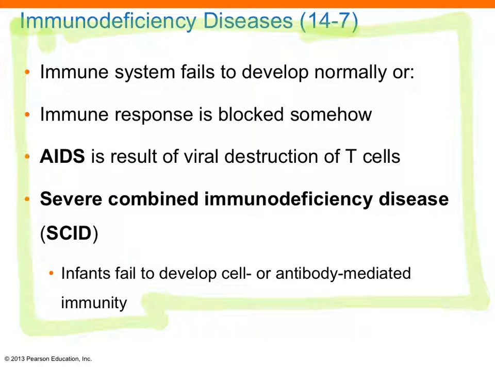There are certain diseases called immunodeficiency diseases. This is when the immune system fails to develop normally or the immune response is blocked somehow. AIDS is a result of the destruction of T cells. And SCID, severe combined immunodeficiency disease, infants fail to develop cell or antibody mediated immunity.